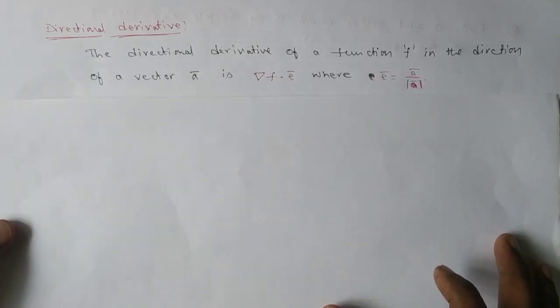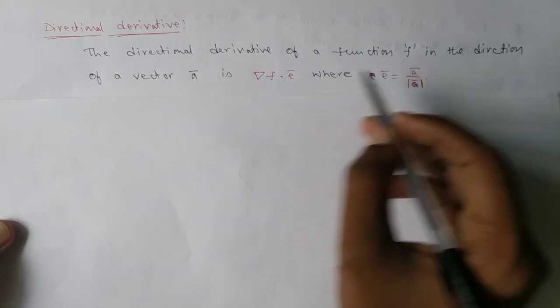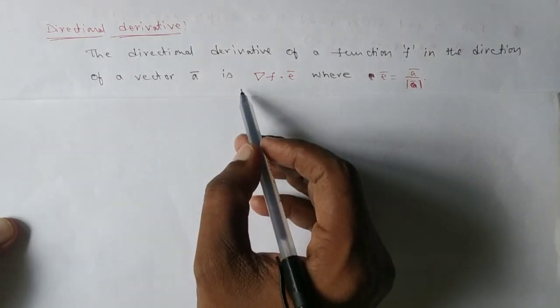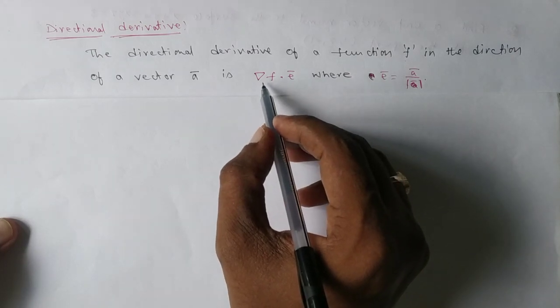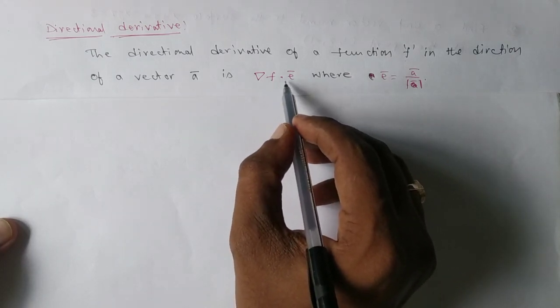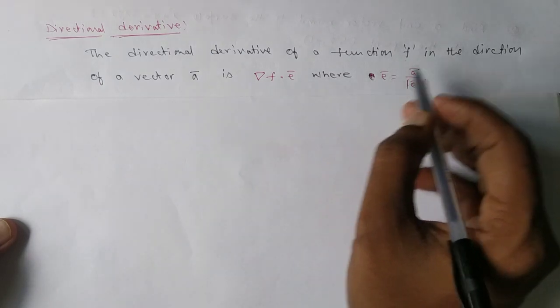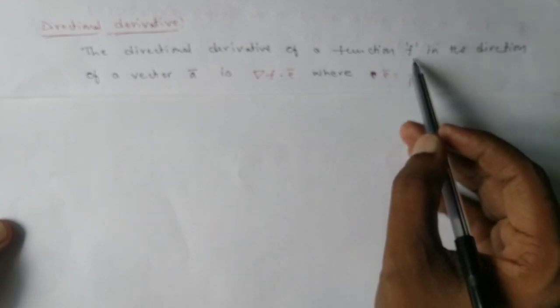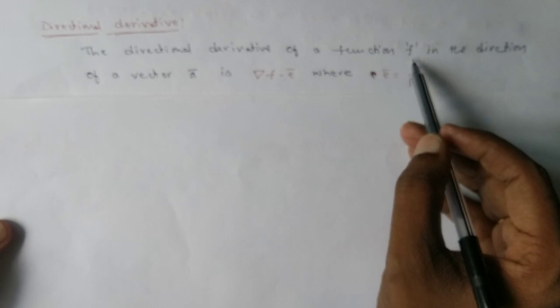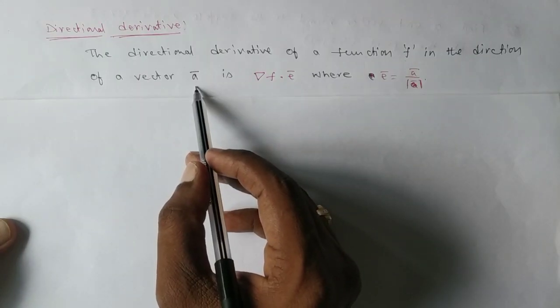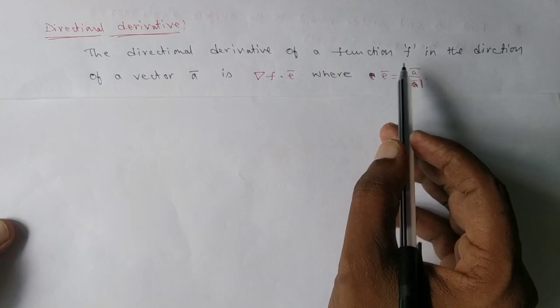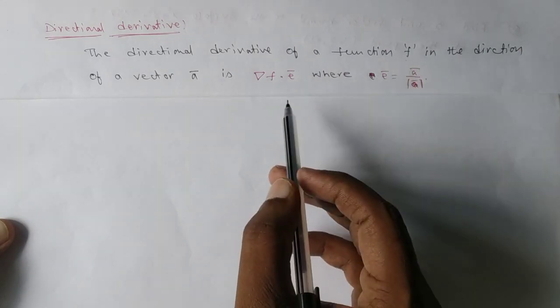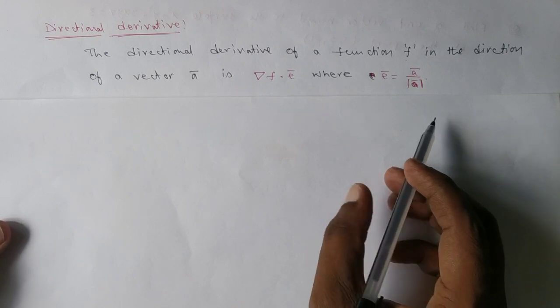Another important point in this gradient concept is the directional derivative. The directional derivative of any scalar function f in the direction of a vector a bar is obtained by the gradient of f dot e bar, where e bar is a unit vector in the direction of a bar. That means if you want to find the directional derivative of a scalar function f in some direction a bar, we should take the dot product of the gradient of f and the unit vector in the direction you want. So that is the thing.